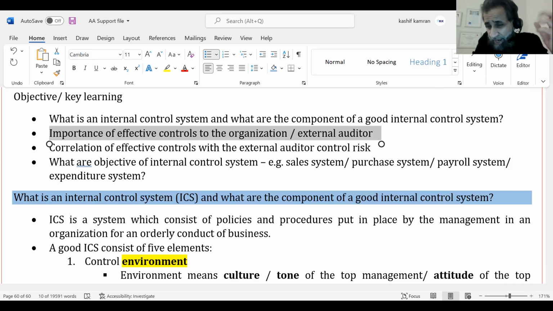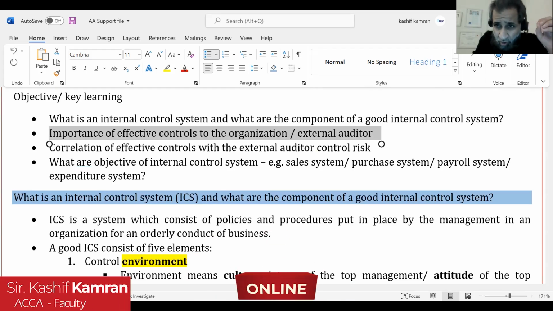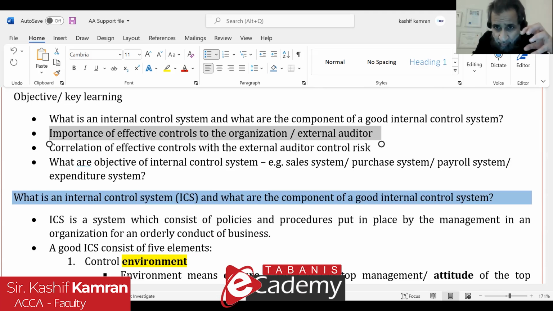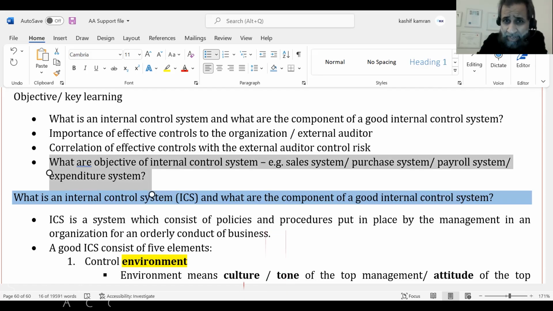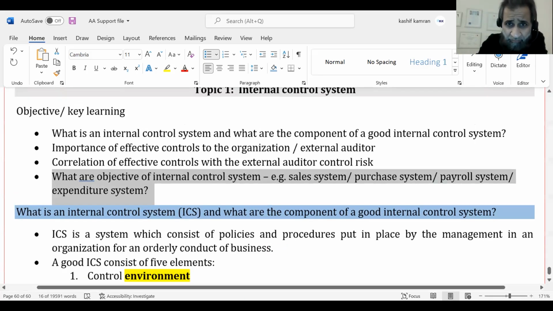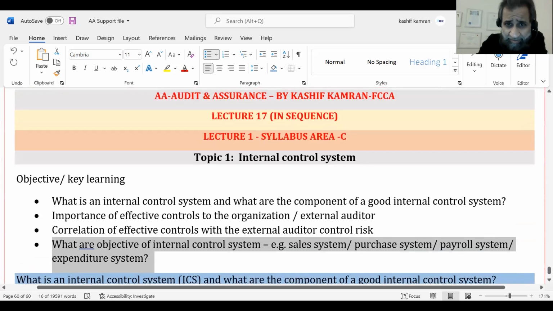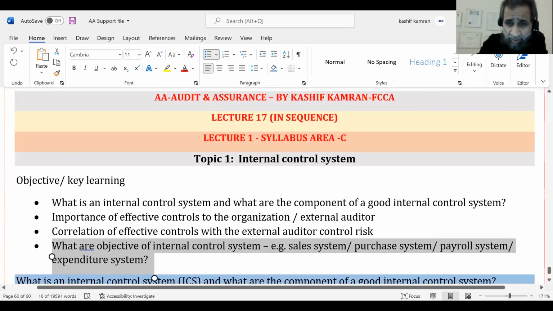I hope you understand that from syllabus area B. So control risk relates with controls. Controls are weak, controls are strong, and you have to correlate them with risk. The weaker the controls, the higher the risk, and vice versa. And what are the objectives of internal control systems? We've just gone over them, and I've recommended you read the other systems. So please ensure you revise this very first lecture on syllabus area C, which was the 17th lecture in sequence.